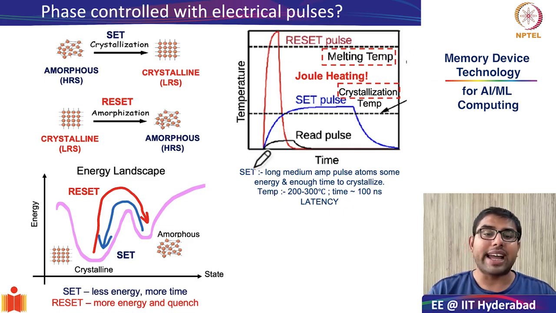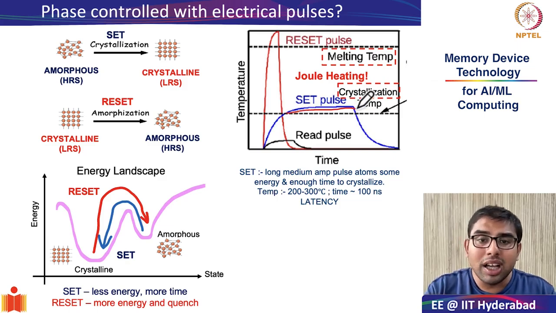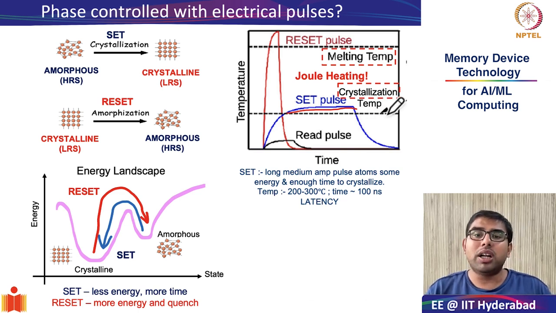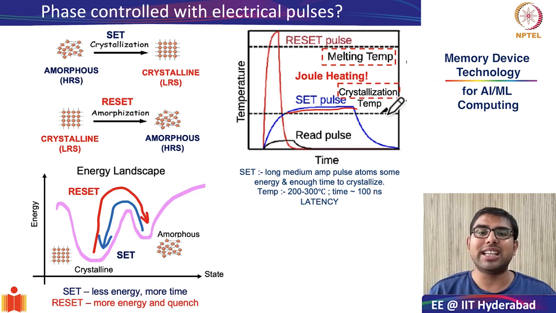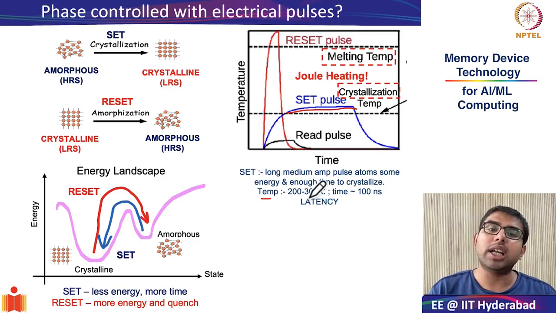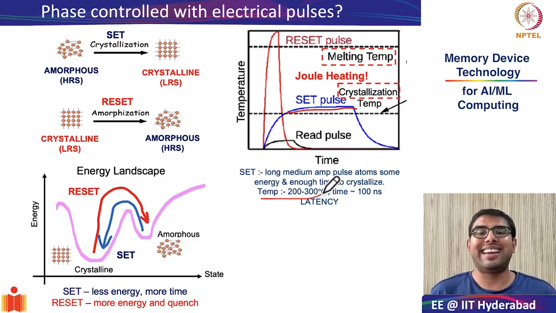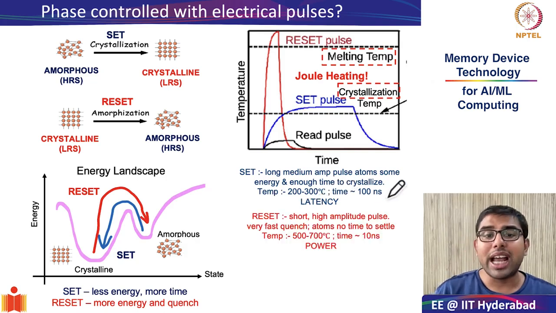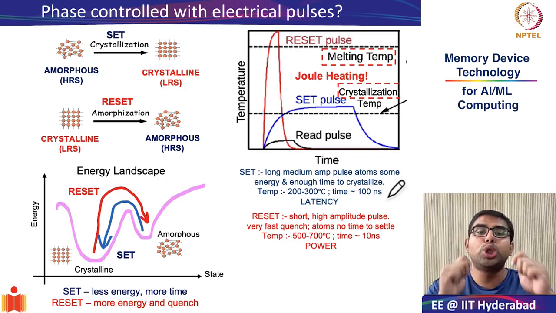As you can see from this diagram, the set pulse requires you to apply a very long pulse with medium amplitude. What should be the criteria for applying the set pulse? It should be just enough to take the material's temperature to just above the crystallization temperature and wait for a longer duration so that the amorphous phase becomes crystalline phase. Generally this temperature is in the order of 200 to 300 degrees Celsius with a time of roughly 100 nanoseconds. Whereas the reset phase requires you to jolt the system.